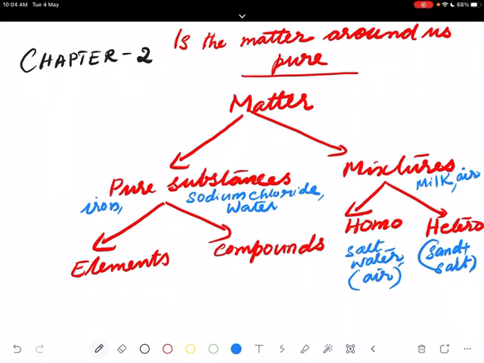Now, first we are moving to homogeneous and heterogeneous mixture. What is a homogeneous mixture? A homogeneous mixture has uniform composition throughout and it has no visible boundaries of separation. Heterogeneous mixture: it does not have a uniform composition. A mixture is said to be heterogeneous if it does not have a uniform composition and also has visible boundaries of separation between the constituents.